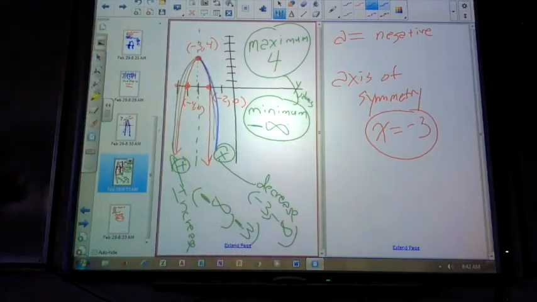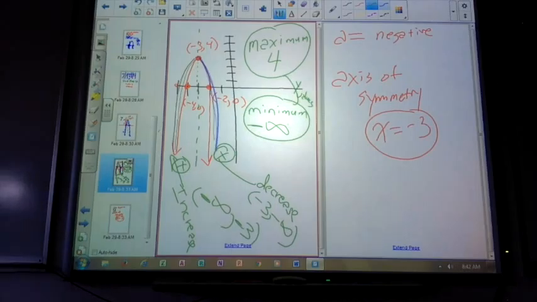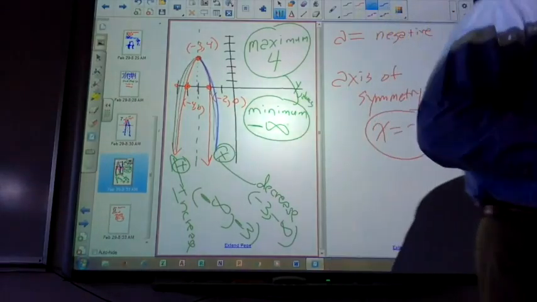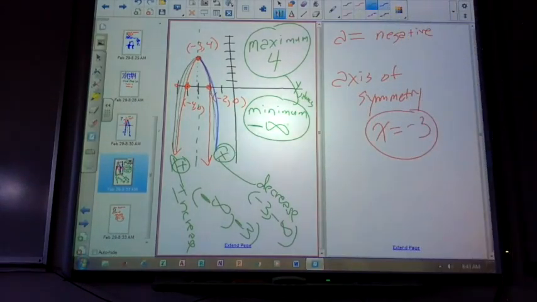My x values, when I'm doing that, are going to give me a result of my y values being smaller and smaller numbers. So going to the left as far as I can go, that had my graph increasing. Going to the right as far as I can go, that has my graph decreasing.